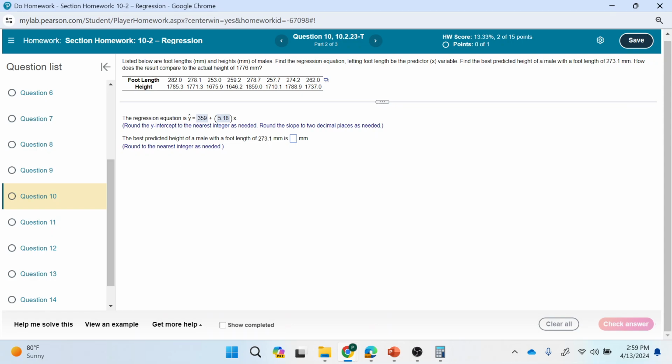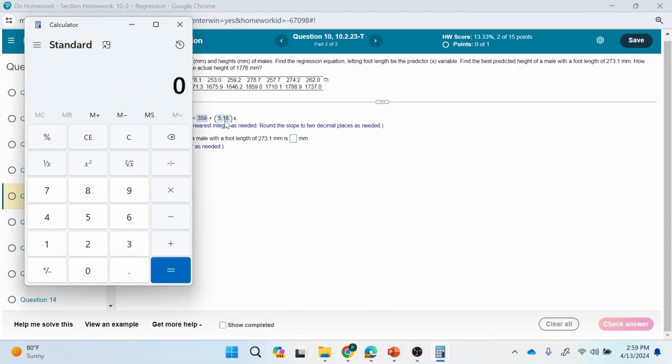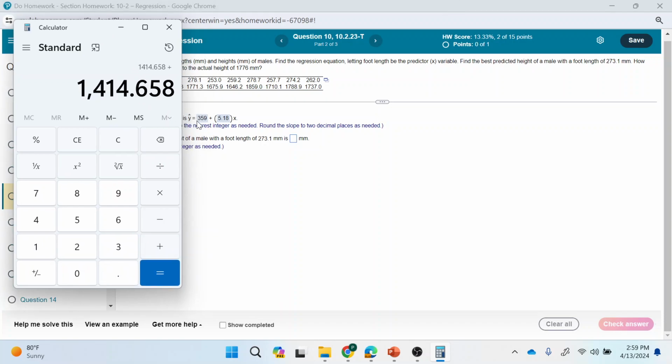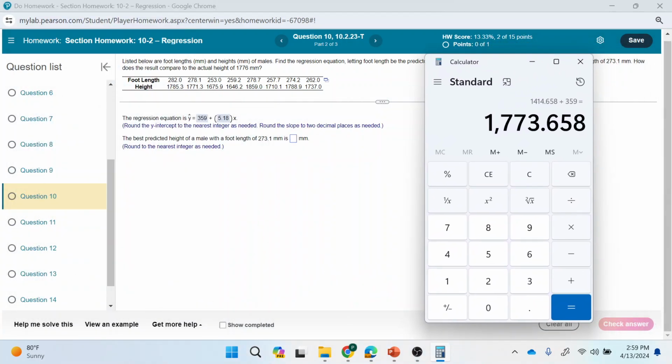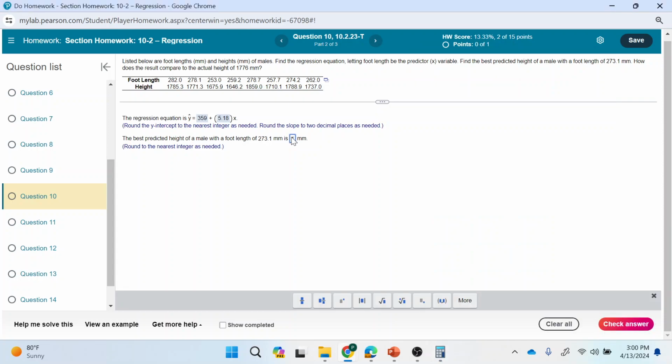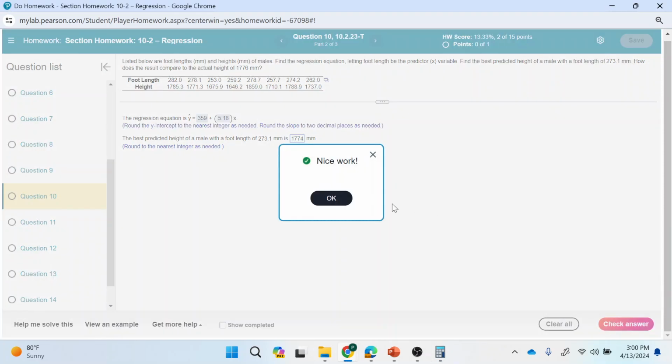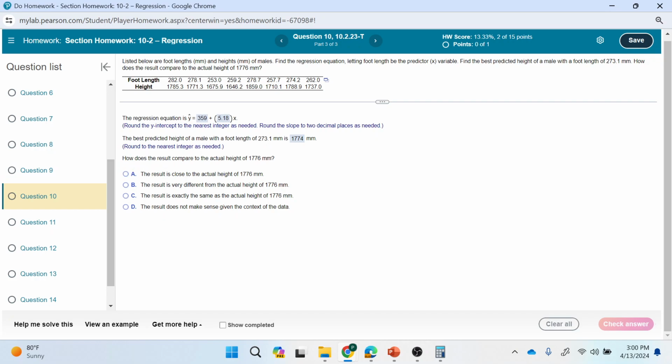Now the best predicted height of a male with a foot length of 273.1. Just use this equation, replace x by 273.1 and do the calculation. Start with 5.18, that's the slope, times 273.1, hit equal, plus the y-intercept, which is 359. That is the prediction for the height, and they are asking us to round it to the nearest integer, so it's 1774. That's the prediction.